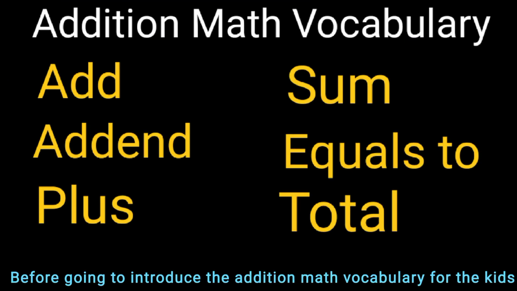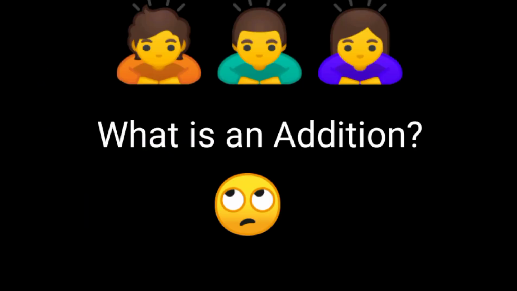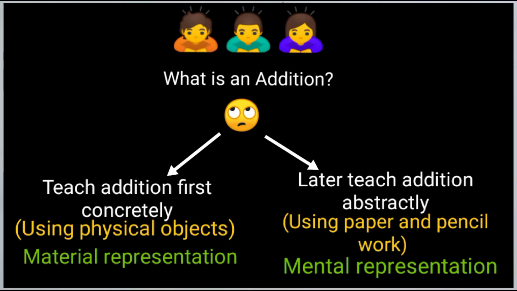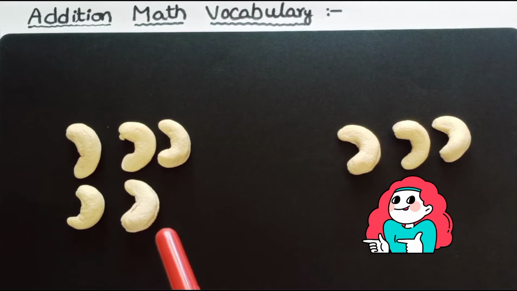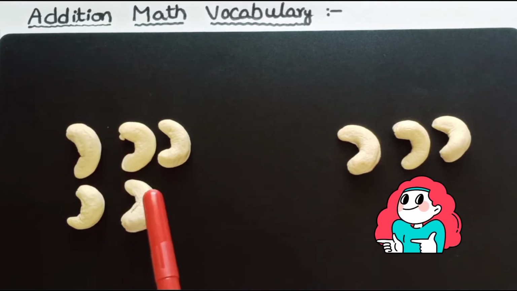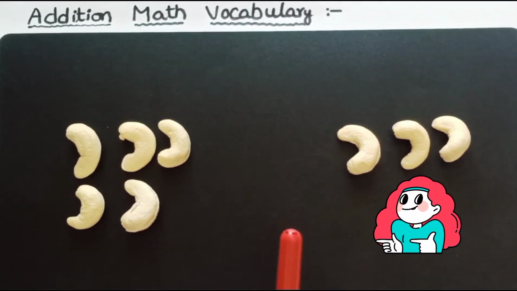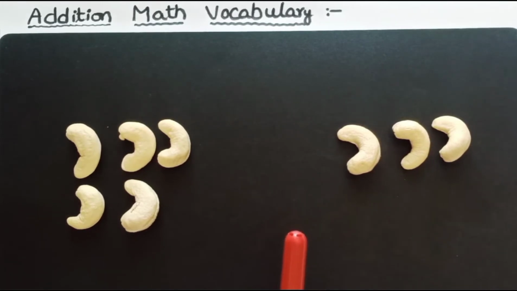So before going to introduce the vocabulary for the mathematical addition, first kids should understand what addition is visually. Rather than introducing the concept abstractly, we have to introduce the concept of addition concretely. Now here is one example of how to introduce the concept of addition concretely for kindergarten students. Using countable physical objects will make addition concrete rather than abstract, and it is much easier for the kids to understand this concept of addition.